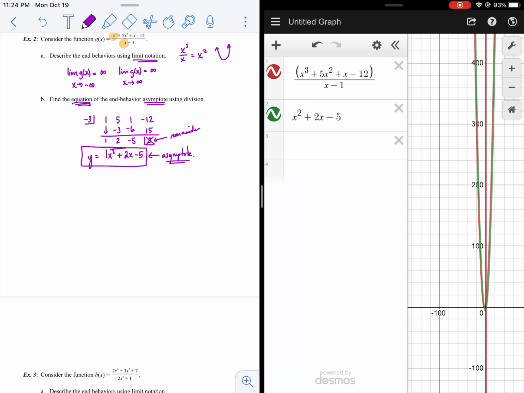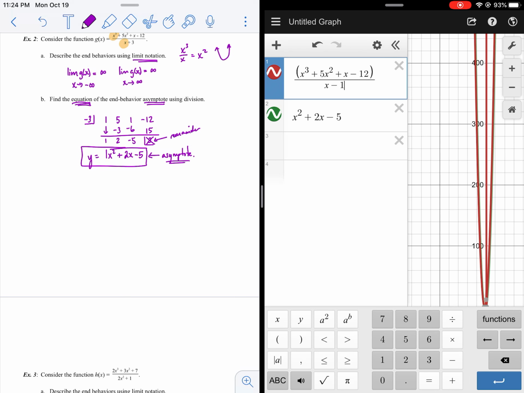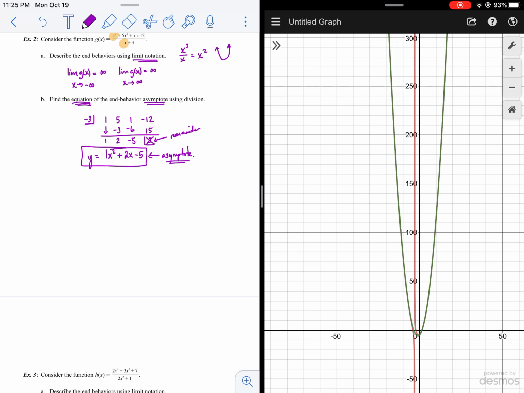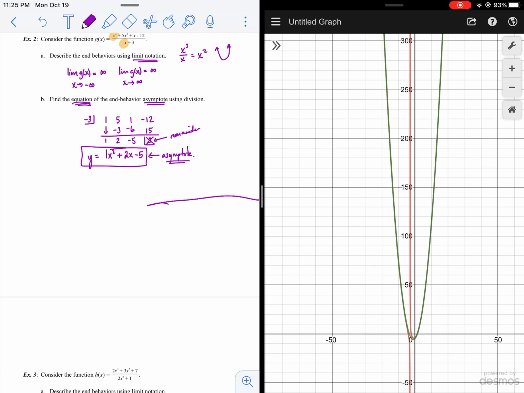This is why graphing can always help us check our answer. x cubed plus 5x squared plus x minus 12. Oh, yeah. I forgot to change the denominator, didn't I? There we go. x plus 3. All right. Oh, yeah. That's much better. I was going to say that didn't look very good. Okay. Usually they're closer than that.